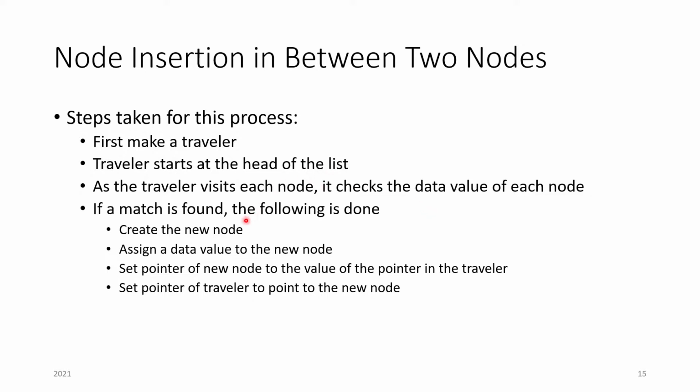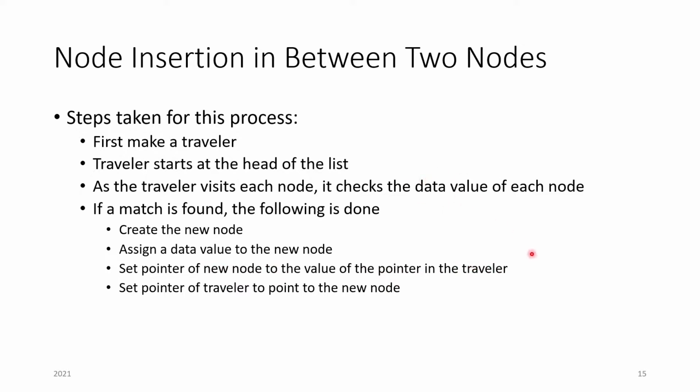So we just then perform the following steps: we create the new node, we assign the data, and then we need to make sure that the pointers match back accordingly. The pointer of the new node needs to be set to the value of the pointer in the traveler. Because remember, the traveler here is going to be at the current node at which we were.